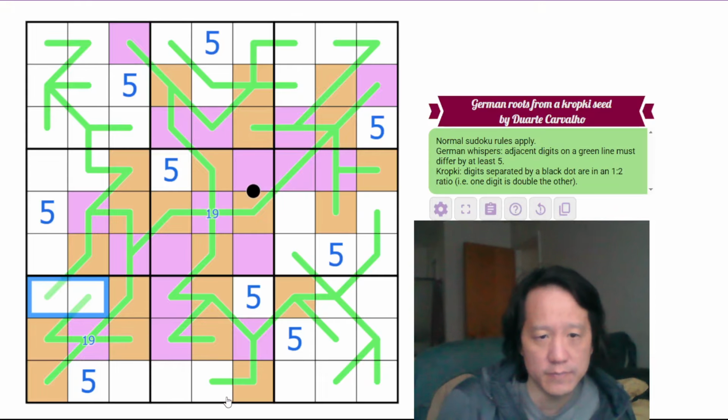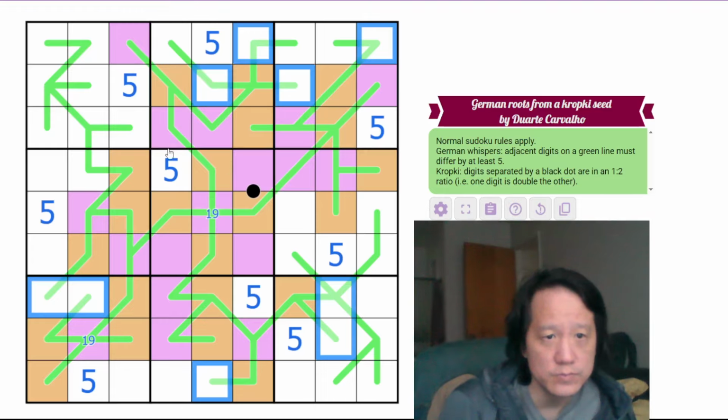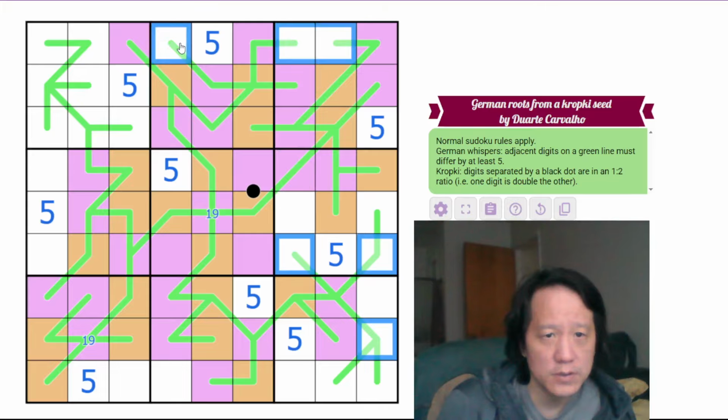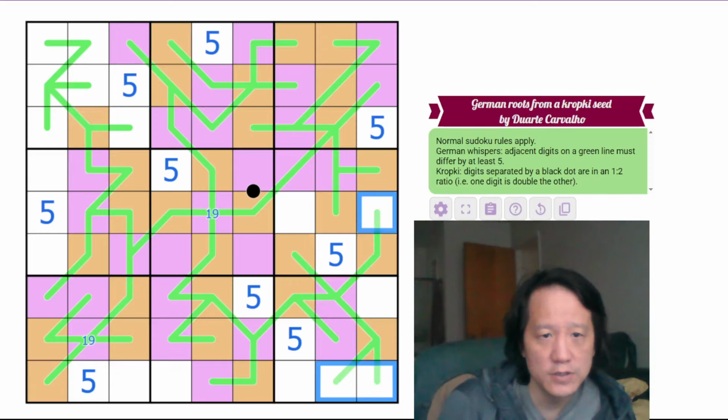So this is pink, pink, pink, pink, pink, pink, pink, pink, pink. That gives us orange next to those. So that's orange, orange, orange, orange, orange, orange, orange. I think those are all. That gives us pink next to those. So we have pink, pink, pink, pink, pink. Next to those are orange. Next to that is a pink.